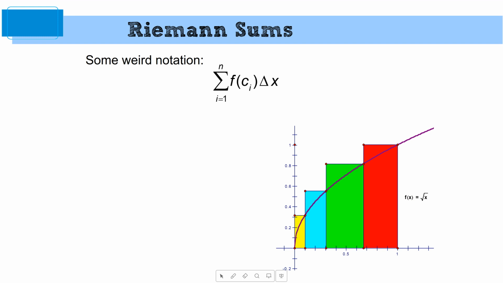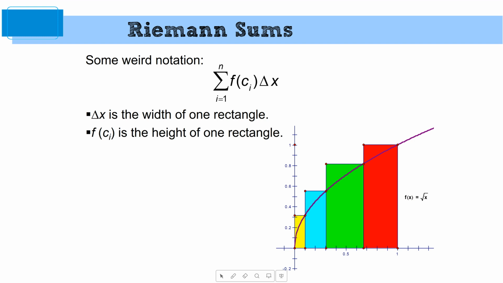And so this guy Riemann came up with this notation, and delta x is the width of one rectangle. But notice we have different delta x's. I'll address that in a second. F of c sub i is the height of one rectangle.